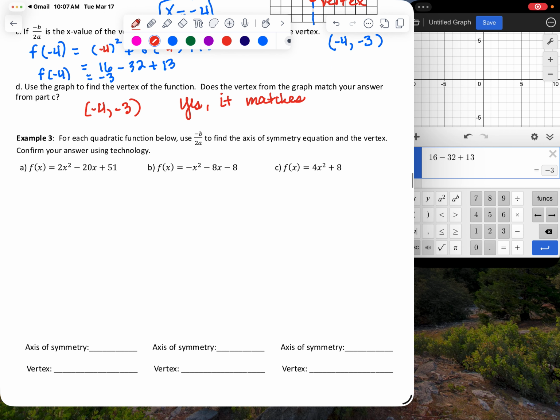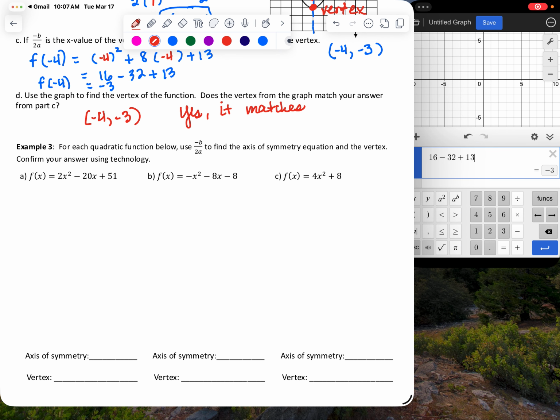Example 3. For each quadratic function below, use opposite of b divided by 2a to find the axis of symmetry equation and the vertex. Confirm your answer using technology. In this problem, before we use our formula, let's identify the value of a and b. In problem A, we have f of x equals 2x squared minus 20x plus 51. So our value of a is 2, and our value of b is negative 20.